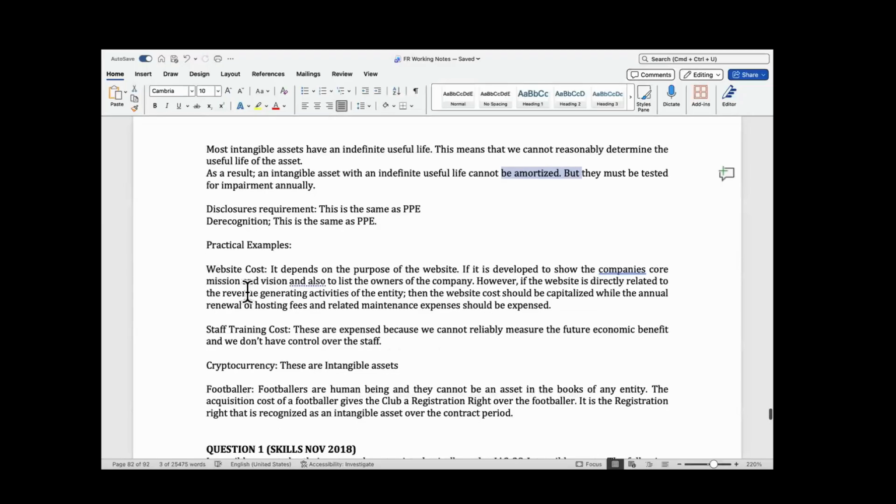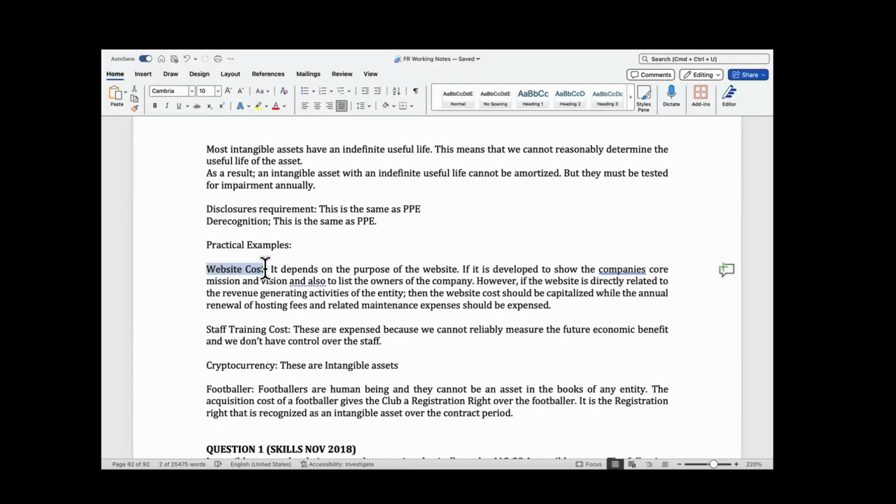And we looked at some intangible assets. We learned how to classify them. Should we expense them or should we capitalize them? We looked at website cost. We said, yeah, it depends. It depends on the purpose of the website. If you have a website that is just displaying your information, just like marketing, just like a banner, right? You expense the cost of developing such a website.